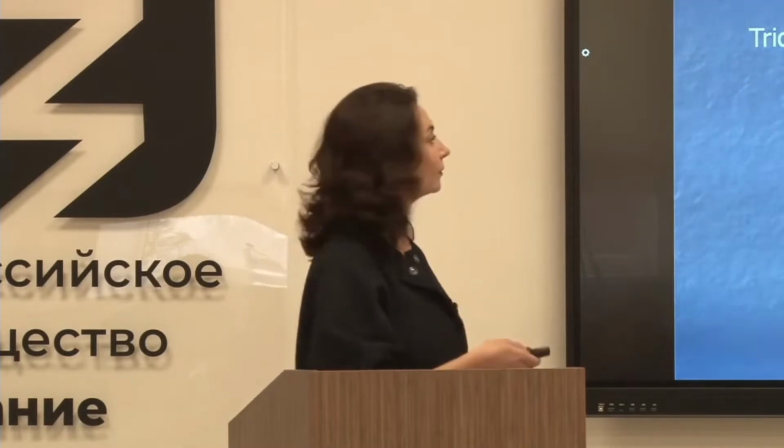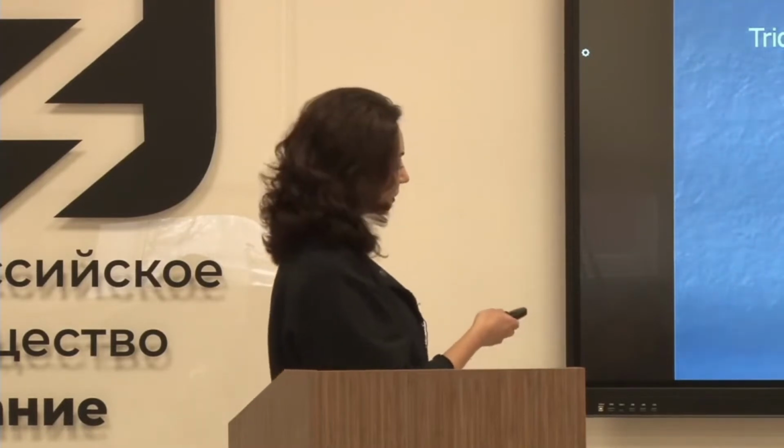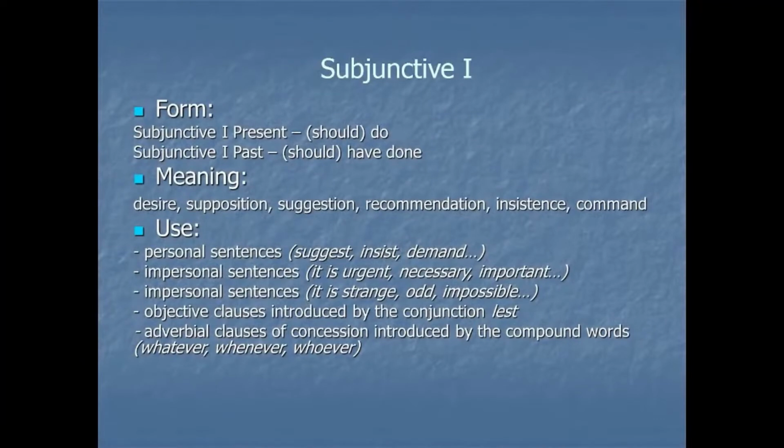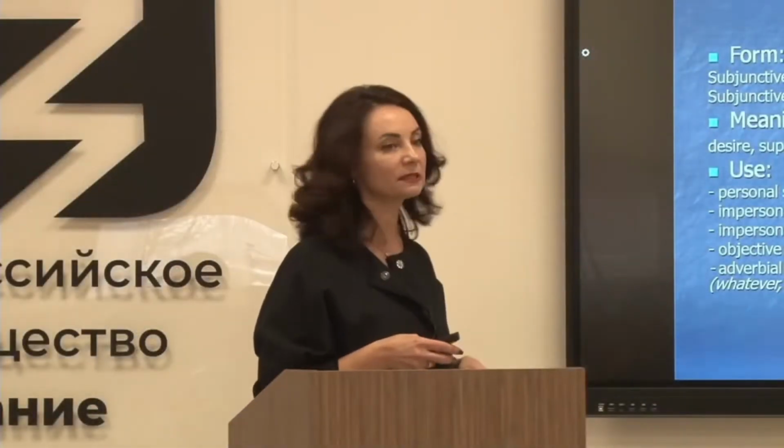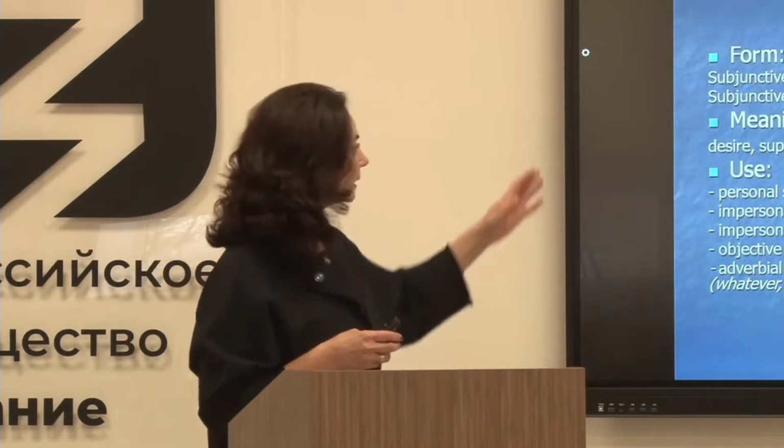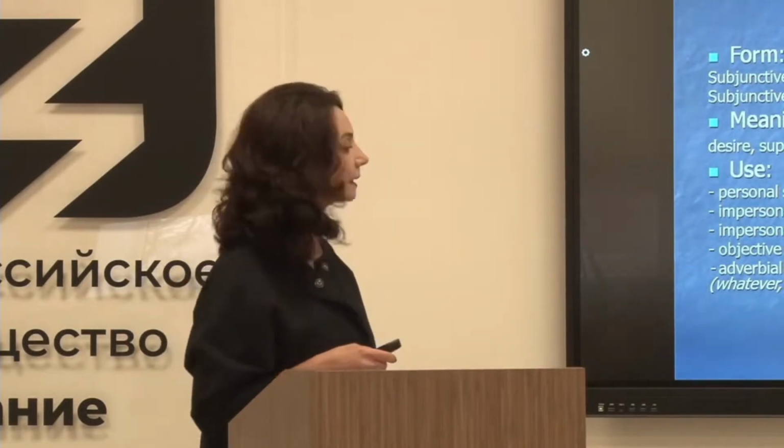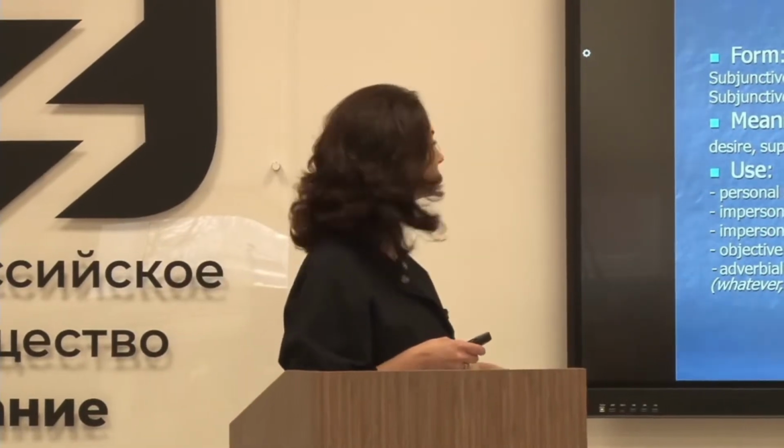Let us first give a brief overview of each of them from the point of view of their form, meaning, and use. Let's turn to subjunctive 1. You can see the forms of subjunctive 1. Subjunctive 1 has two forms, subjunctive 1 present, denoting the simultaneity of two actions, and subjunctive 1 past, denoting the priority. Then the meaning you can see also on the screen. I want to specify the sphere of usage.